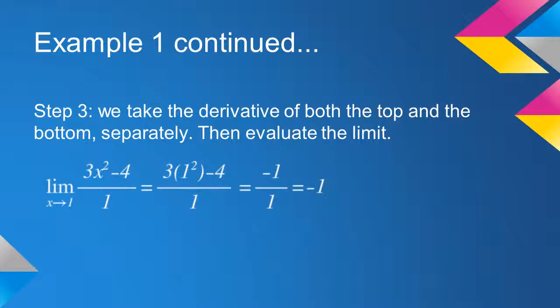And now we just substitute 1. 3 times 1 squared minus 4 over 1. That's going to simplify to negative 1. So since that isn't an indeterminate form, the negative 1, obviously not, that's going to be our answer to the previous limit that we had.